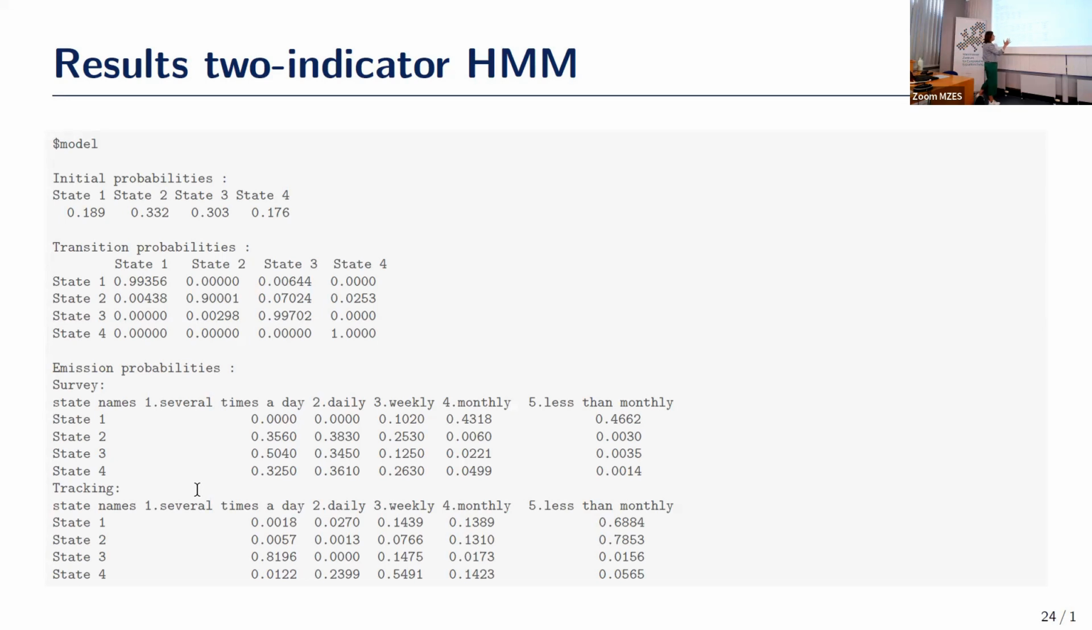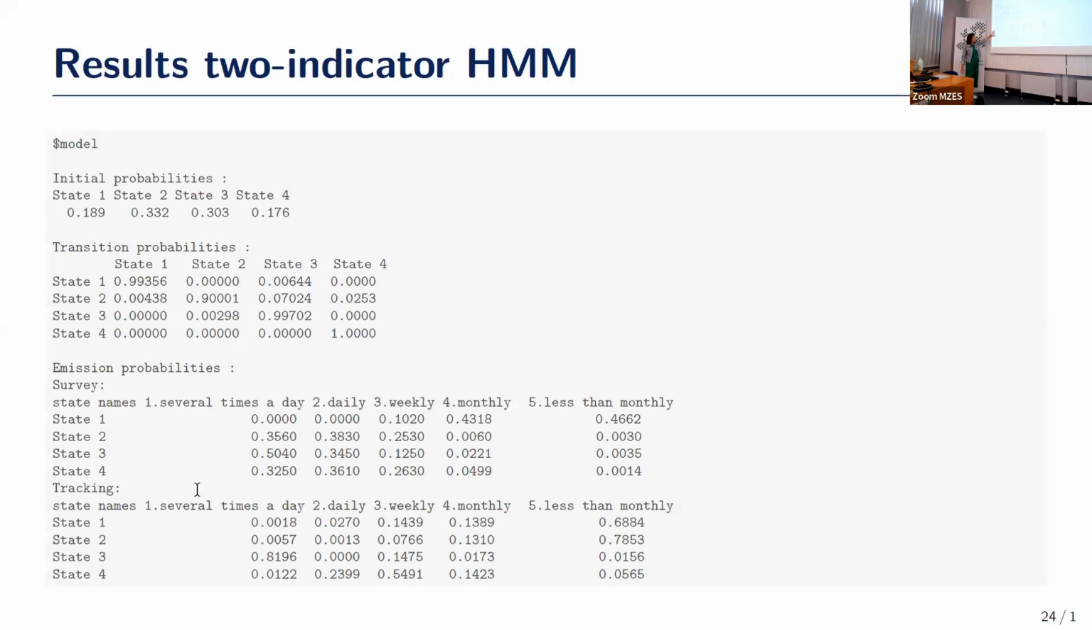Here, state 4 is a bit more problematic, but we could still say that these are people who are semi-frequent. Here it's very clear in the tracking data, but here there is a little bit of inconsistency. But if we say they are daily or weekly, we still have some okay measurement. Again, because it's ordinal, there's some overlap.